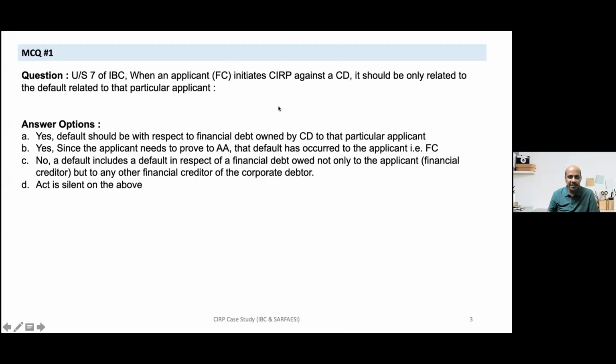And I would request everyone to start answering. Yeah, Neha ji is saying no, which is C, okay.